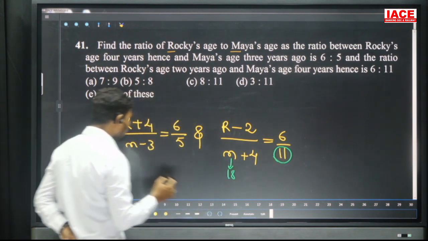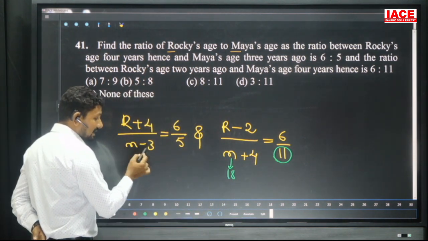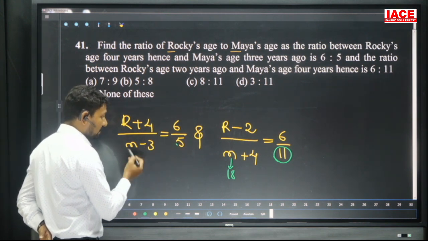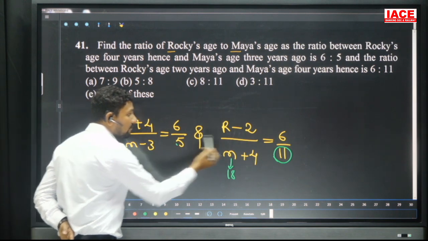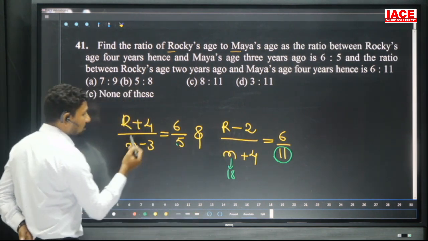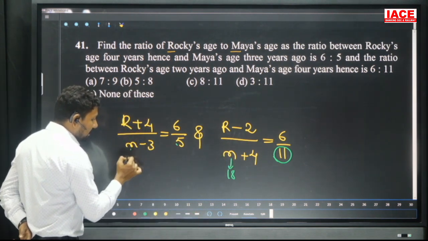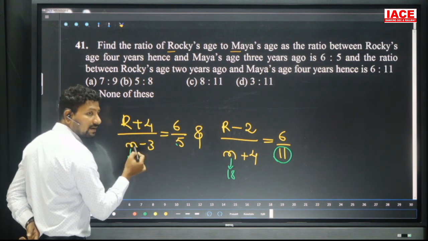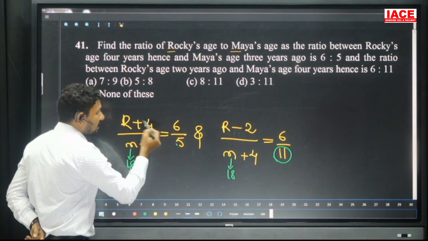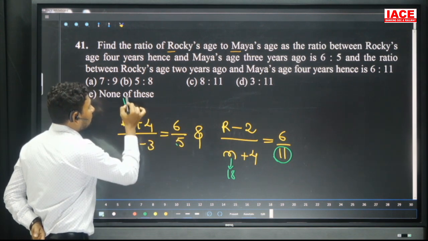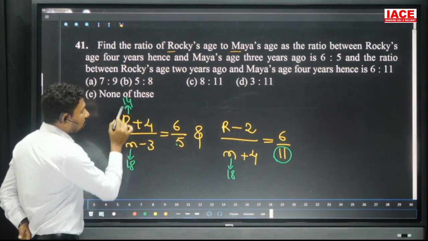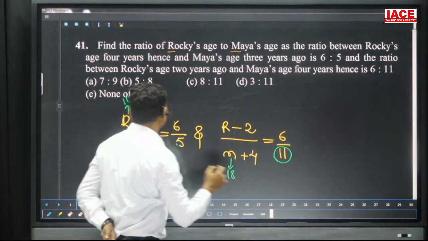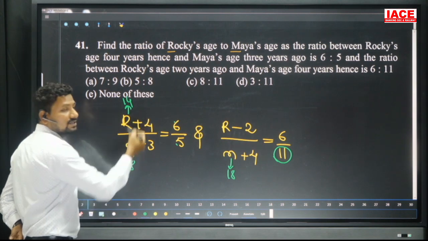We'll get 2. Here, 18 minus 3 is 15. 15 is also divisible by 5. That means whatever number you take must satisfy divisibility by 5 and 11 together. We are substituting 18 here, which gives 15 by 5, that is 3, and 6 threes are 18. 18 minus 4 is equal to 14, so the R value is 14. 14 plus 4 is divisible by 6, and 14 minus 2 is also divisible by 6. That means 14 and 18 are suitable numbers.